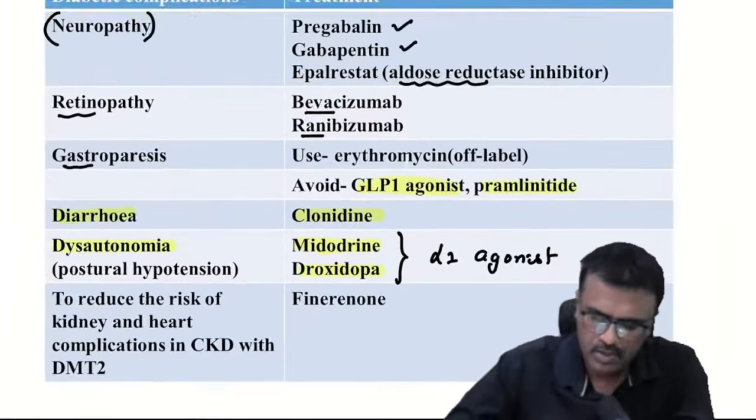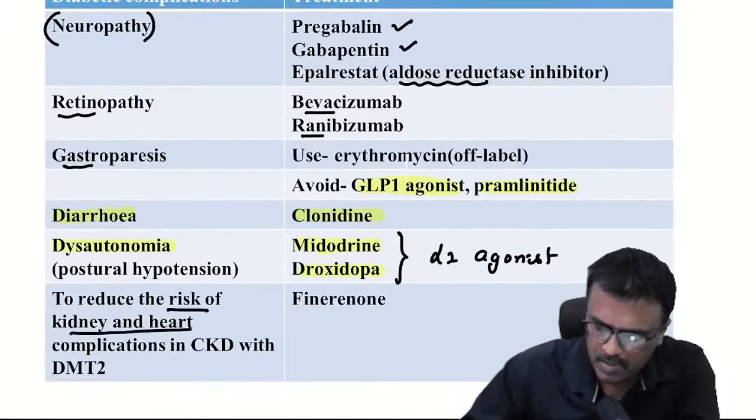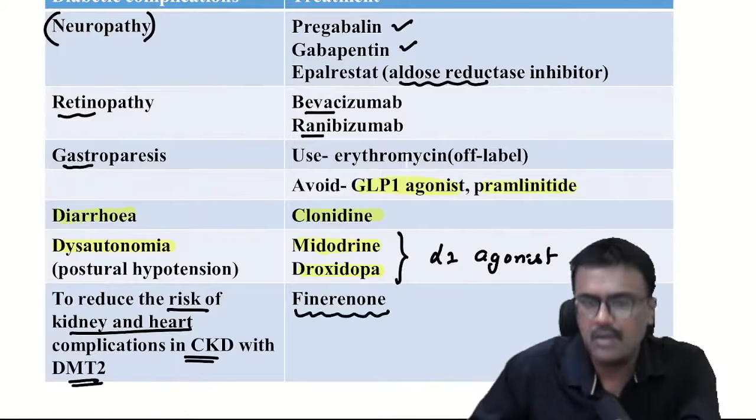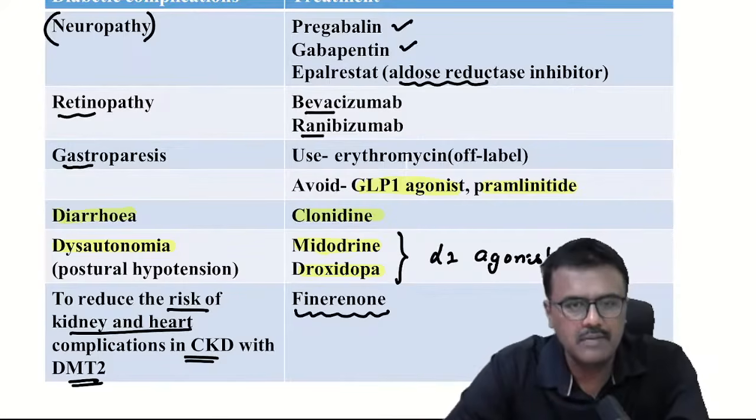Now coming to reduce the risk of kidney and heart complications, CKD diabetic patients, we have a new drug called finerenone. The name is finerenone. You know spironolactone, eplerenone, similar to that we have finerenone.